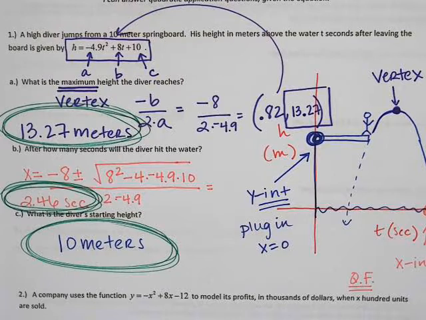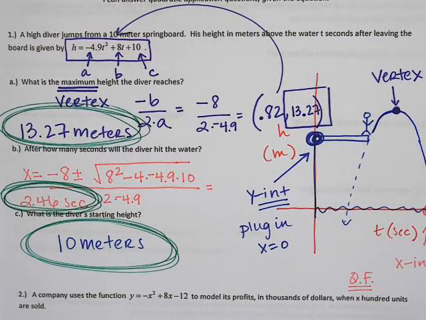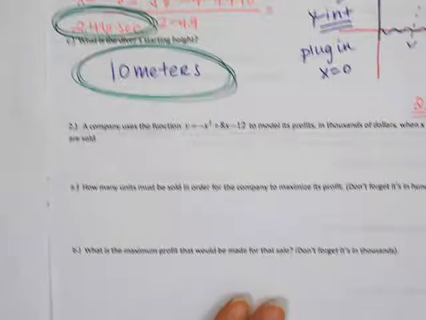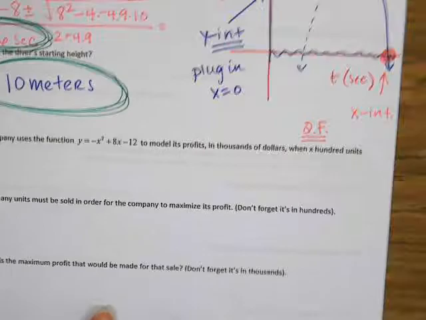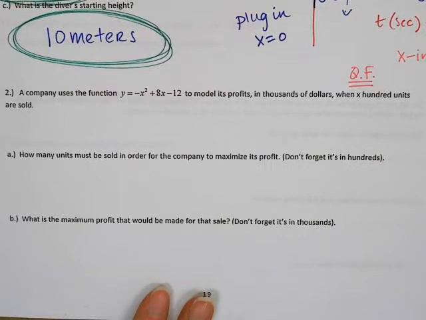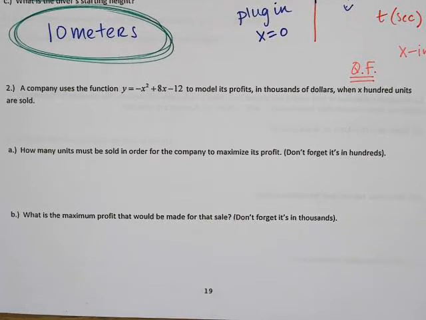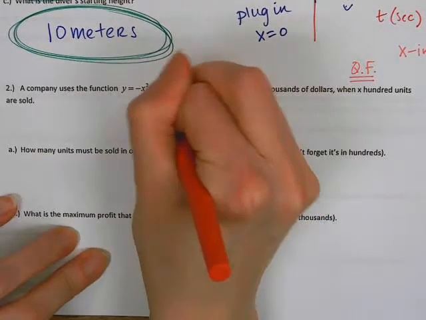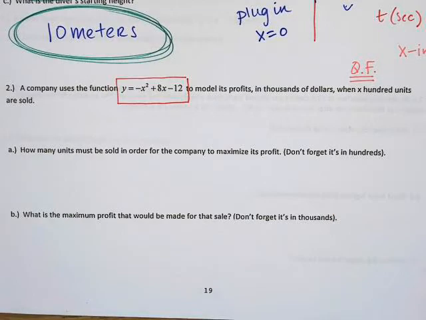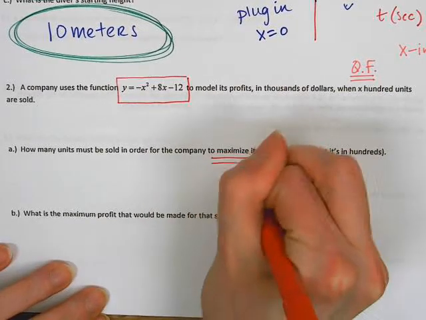Okay, so that's what we're doing today, using a word problem to figure out what we need to solve. Number 2, I'm not going to do them all with you, but let's just talk through what they're asking for. Let's see if you guys can understand number 2, because I don't really have a picture for this one. We're talking about profit for a company when they're selling whatever they're selling. Here's the equation. How many units must be sold in order to maximize its profit?